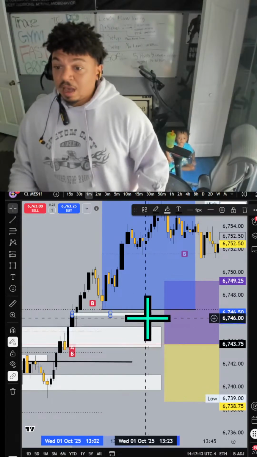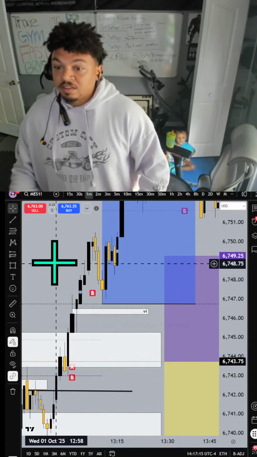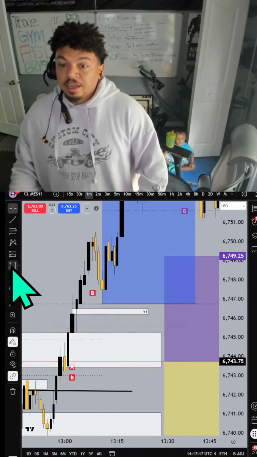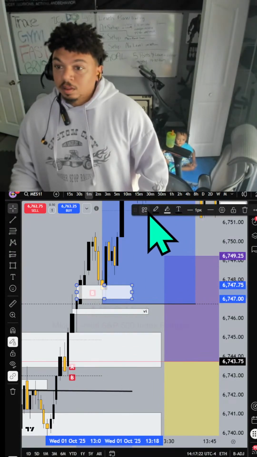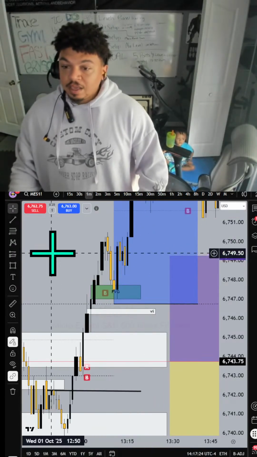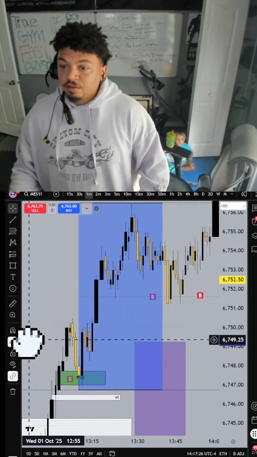This is a B. This is not what I want to be taking. I want to be taking mostly A's. This could be volume imbalance here, and it can also be a fair value gap here. So if it's a fair value gap there on top of the B level, you take that trade, right?